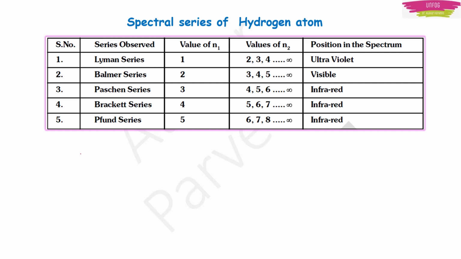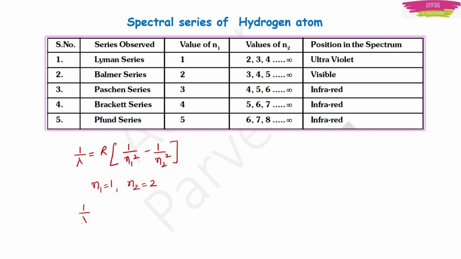So if you want to find the wavelength, let us take the example of Lyman series. What is the formula? 1 upon lambda is equal to R into 1 upon N1 square minus 1 upon N2 square, right? So for Lyman series, N1 will be 1 and N2 will be 2 right now, okay, to start with.